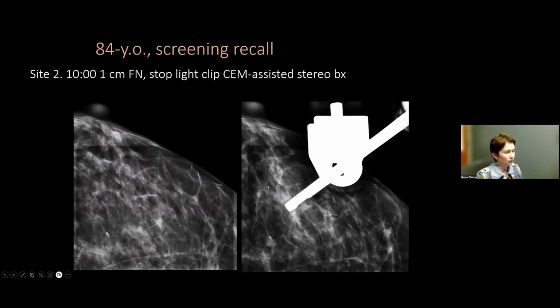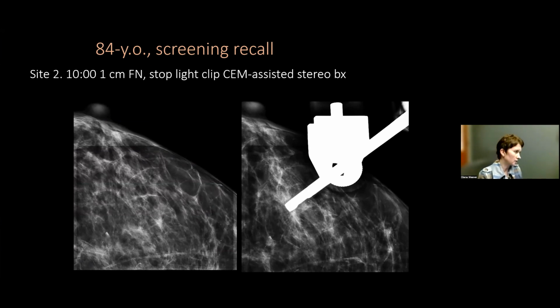This was one of our earlier biopsies, and at that point, the thinking was that the contrast is washing out, so we only have 10-15 minutes to do the CEM-guided biopsy before the contrast washes out. Since then, that has been disputed, and the contrast seems to stay longer.